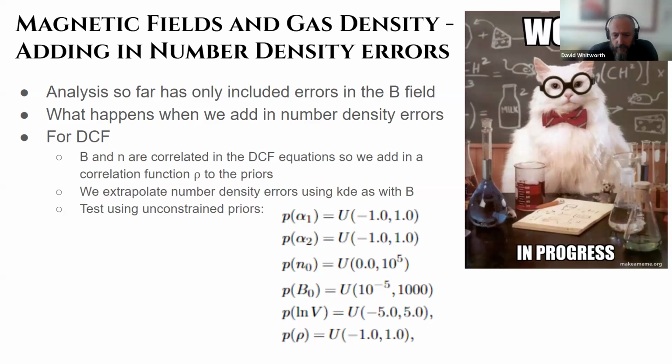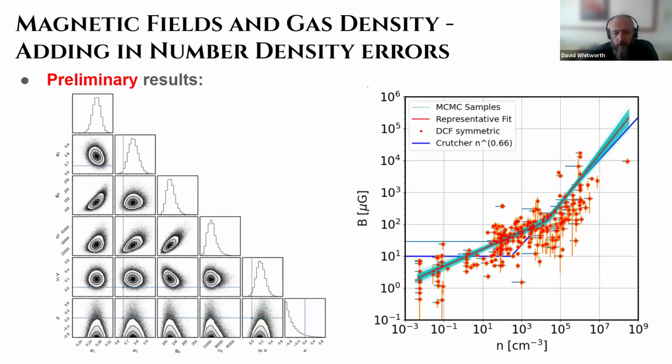So we are doing this with the DCF data at the moment, and we've added in, you'll see at the bottom, this other prior term called rho. And this is basically saying how much we trust the correlation between the B field errors and the number density errors, because the equation connects the two. This is very much a work in progress still, but even with a work in progress and just using a flat unconstrained prior, we get a pretty good fit. Apart from the bottom row, which still needs a bit of tweaking, the other results seem quite well constrained.